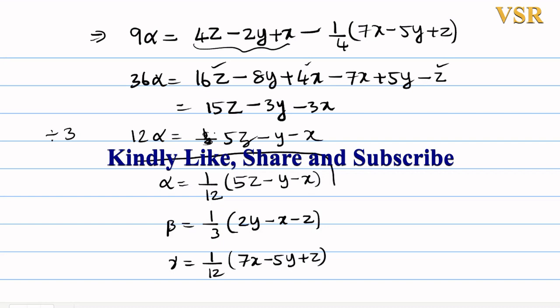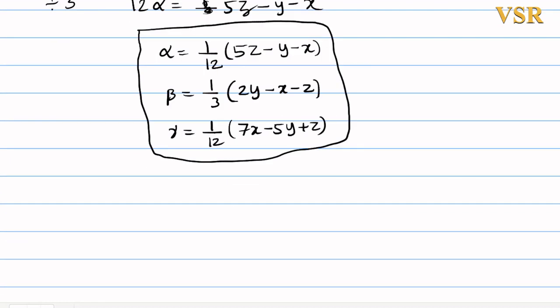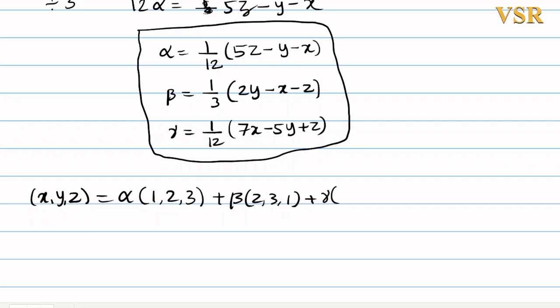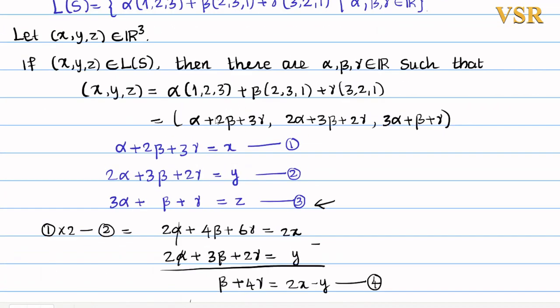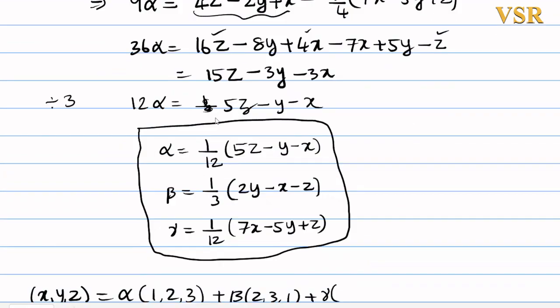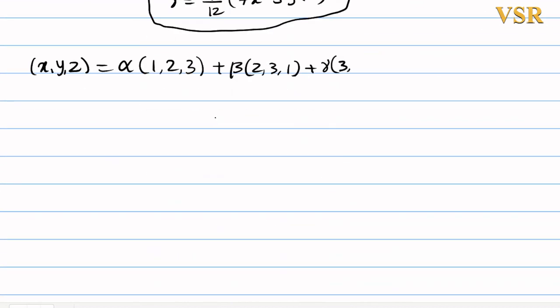So any element in R3 can be expressed as a linear combination. Thus any element x comma y comma z can be expressed as alpha into 1 comma 2 comma 3 plus beta into 2 comma 3 comma 1 plus gamma into the last element, which is 3 comma 2 comma 1. So this belongs to L of S. Hence L of S is equal to R3.